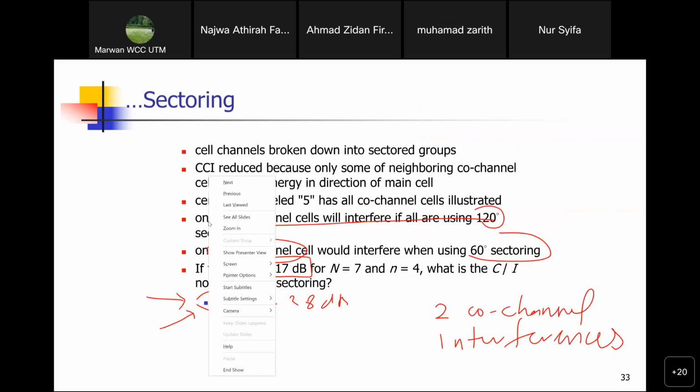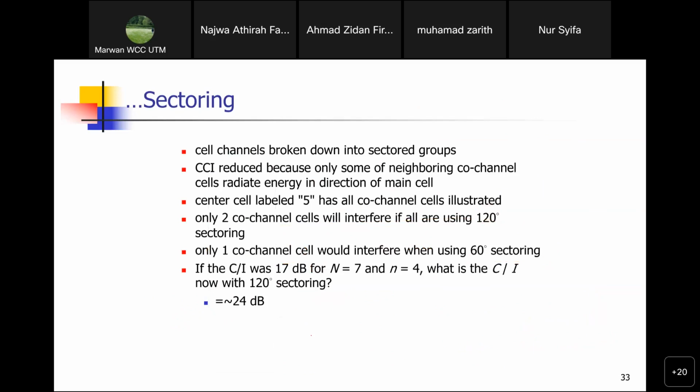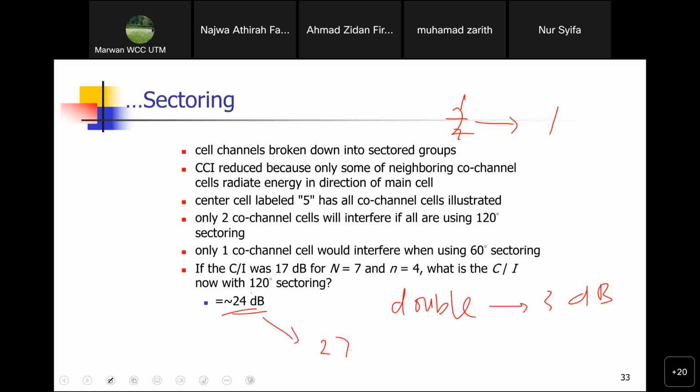you are actually improving your C over I. From a dB point of view, you're changing from 2 to 1. This is actually double, right? If you have an improvement of double, in dB it will give you 3 dB improvement. So if it is 24 dB, going to 120 sectoring, then it will go to 27 dB C over I if you are using 60 degree sectoring. Okay, with 60 degree sectoring, you will get another 3 dB improvement.